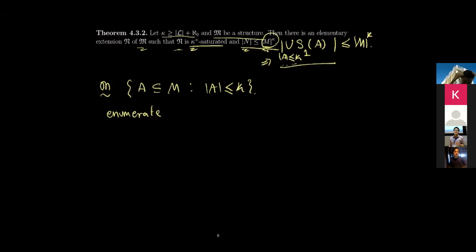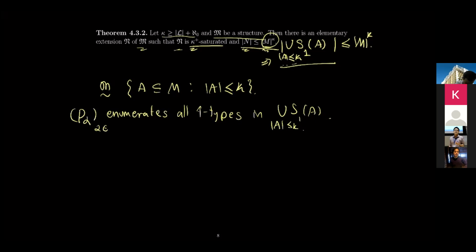Okay, and what do we do here? Next we're going to enumerate all the types, all 1-types in here. So we're going to let these be P alpha, where alpha is less than, yeah, let's just put P alpha then.